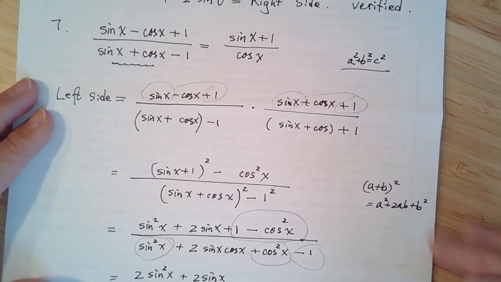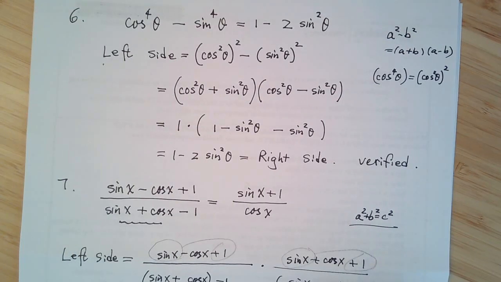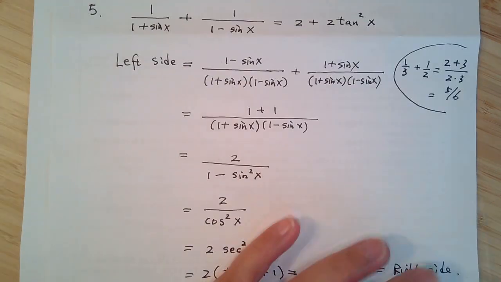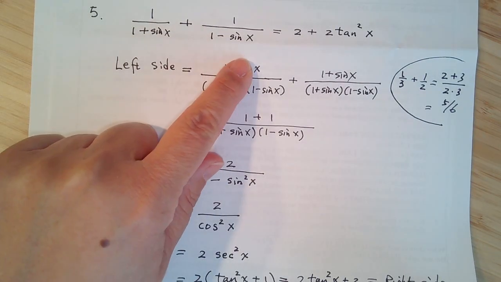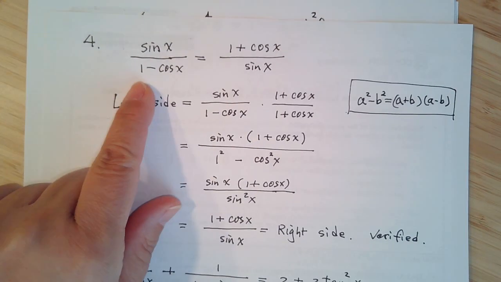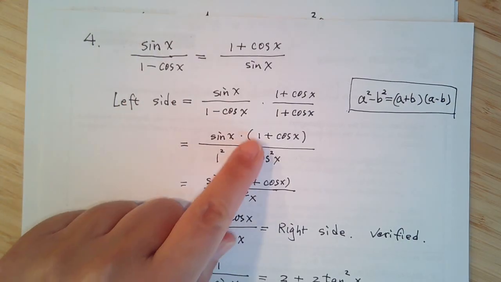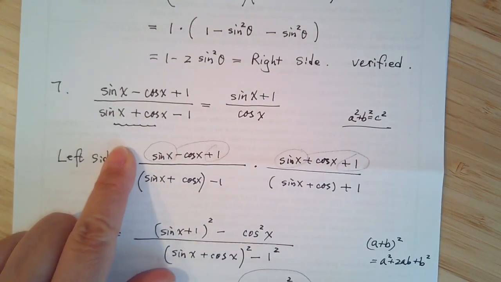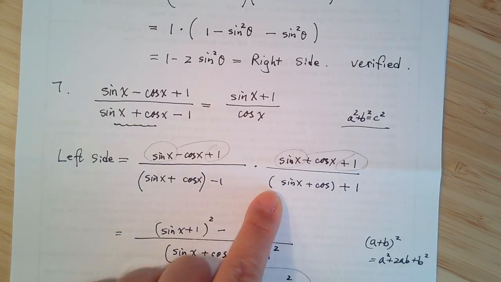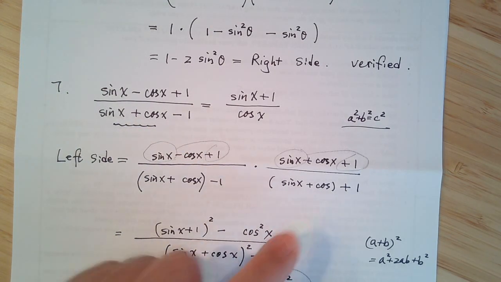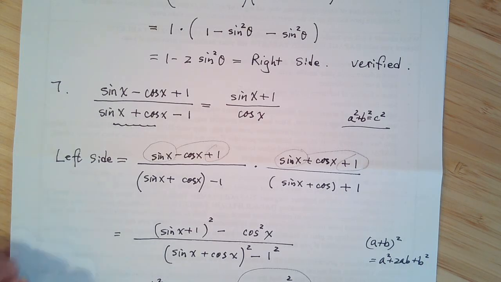I want you to look at number 5. Did you notice that I go 1 plus, 1 minus, and then find the least common denominator? Here I go 1 minus, then multiply by 1 plus, and here I go sine x plus cosine x minus 1, I multiply by sine x plus cosine x plus 1. It's very useful if you can remember this. So when you work on the homework questions or your exercises, keep this in mind. You're going to use this.